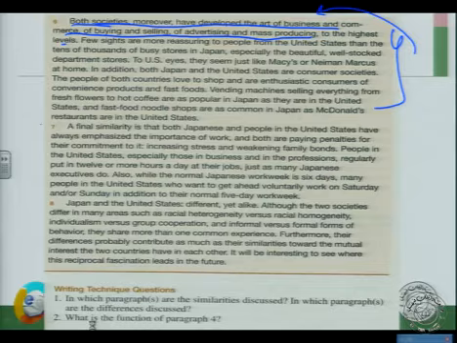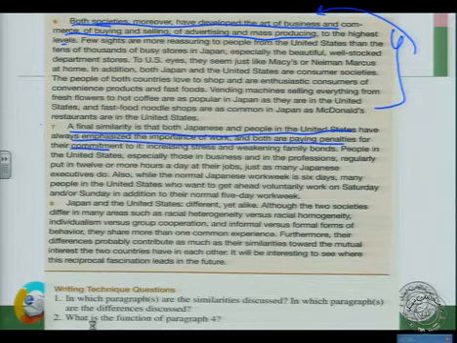A final similarity is that both Japanese and people in the United States have always emphasized the importance of work, and both are paying penalties for their commitment to it. So notice now, they have increasing stress and weakening family bonds. So they have also another similarity.